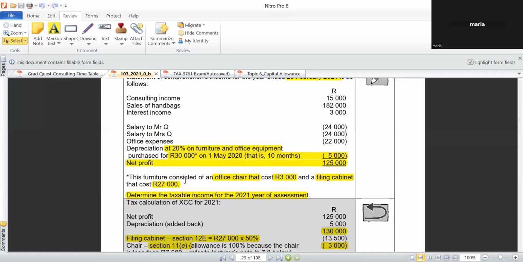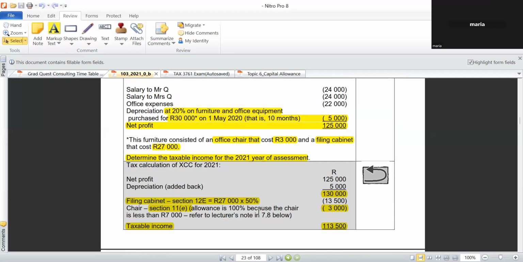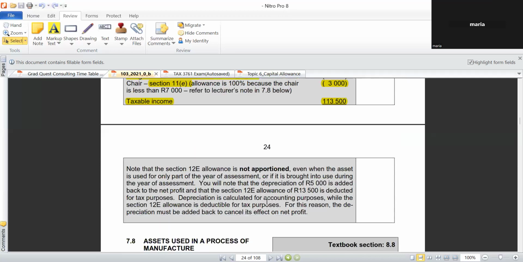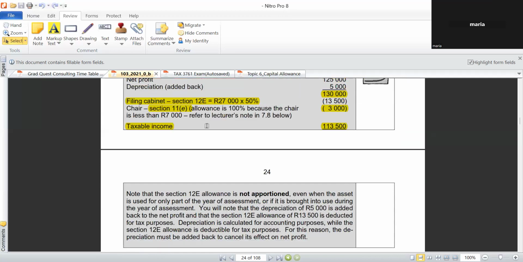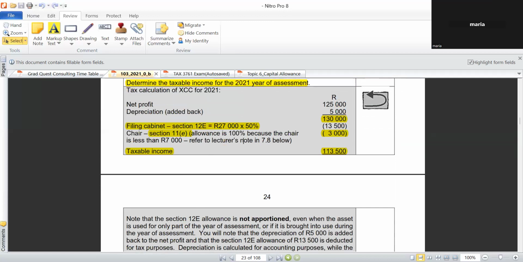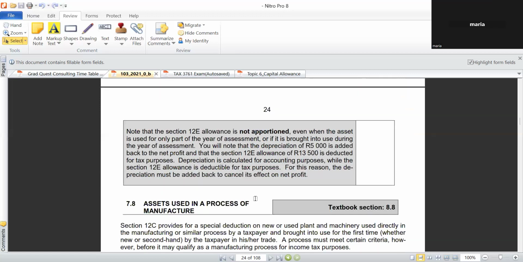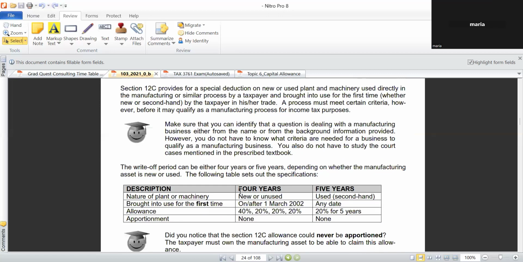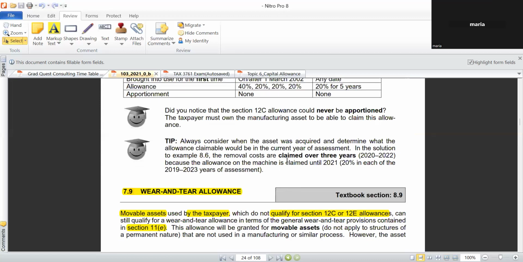So from the two furniture or office equipment items that we can see, there are two types here. One is an office chair with a value of 3,000 rands. And notice this amount, going back to the catch that I was showing here. You also see that catch here where they do give you some explanations. There's a note, I think note 7.8, that they would give you somewhere here. I'm just trying to look for it.